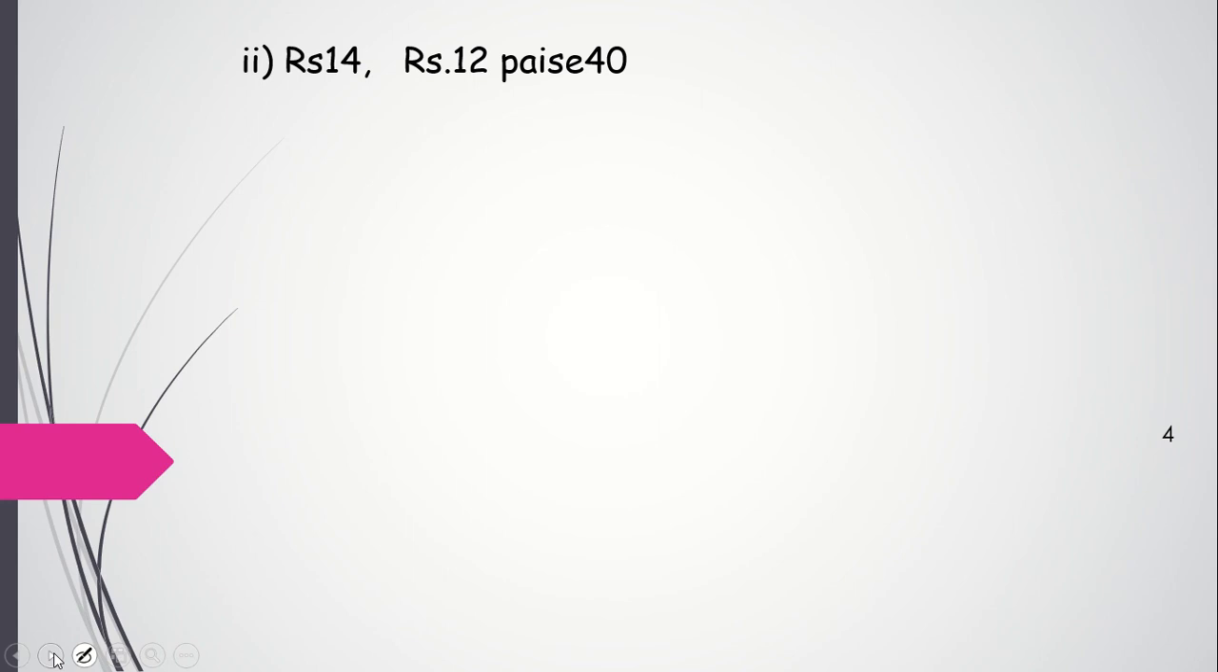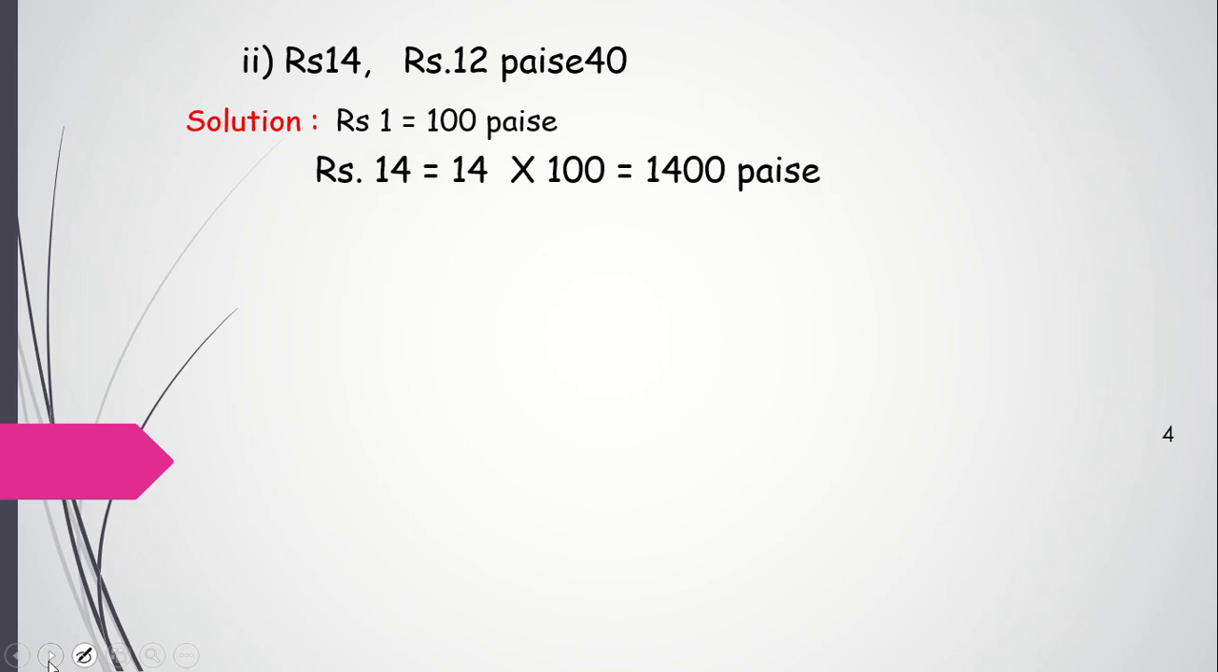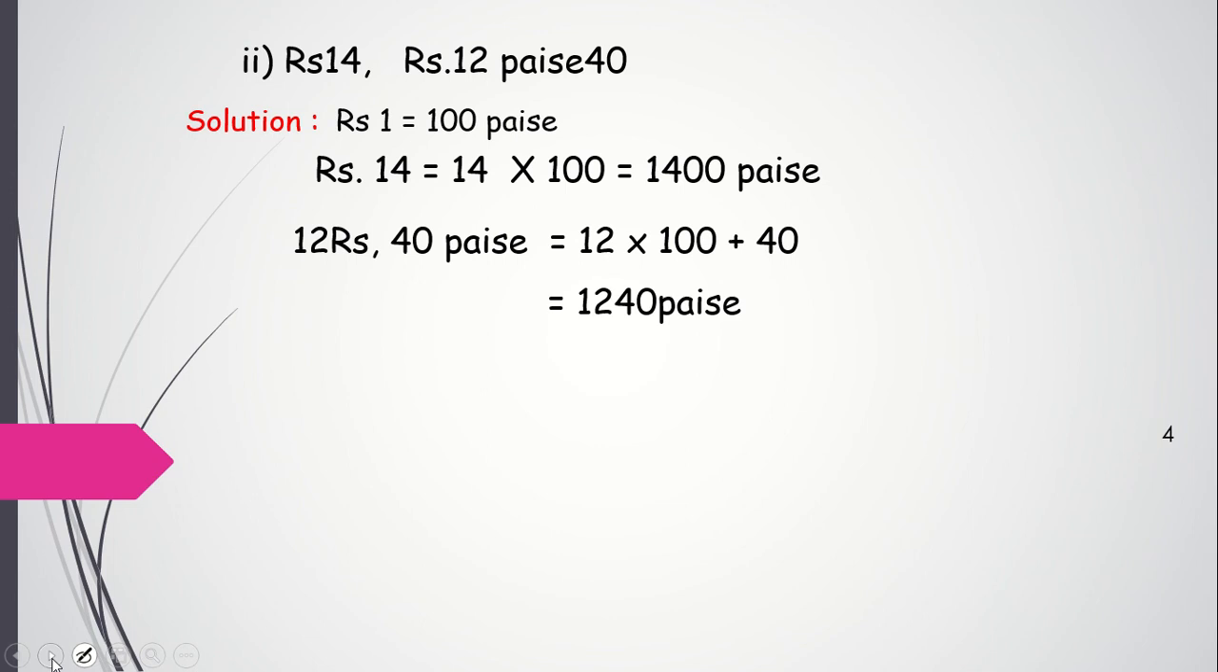Rupees 14 and rupees 12 paise 40. So 12 rupees 40 paise it is actually. So now here we have to either convert this into fully paise, 14 rupees into paise, or convert into rupees. So both we have to convert into the same unit. So we'll try to convert rupees 14 into paise first. 1 rupee is 100 paise. So 14 rupees will be 14 into 100, that is 1400 paise. And 12 rupees 40 paise would be 12 into 100 plus 40. So that's 1240 paise.